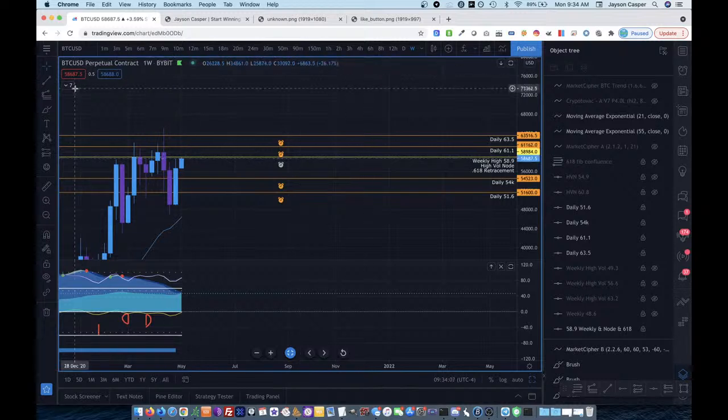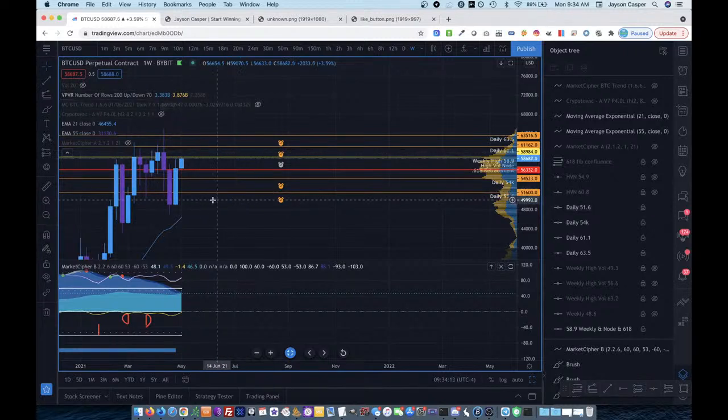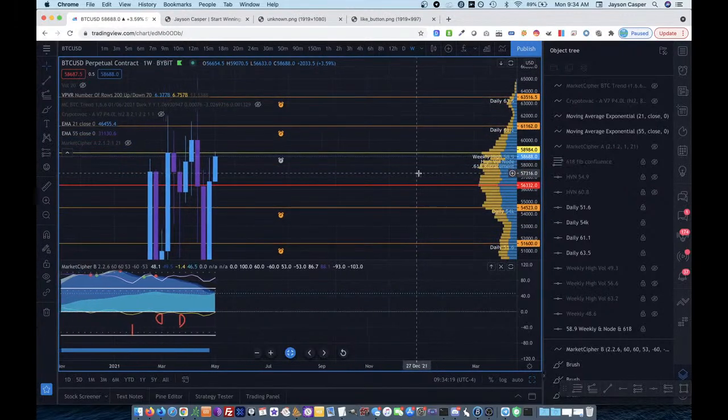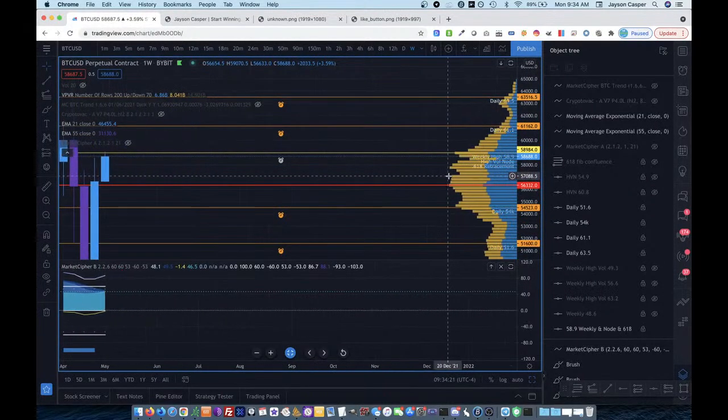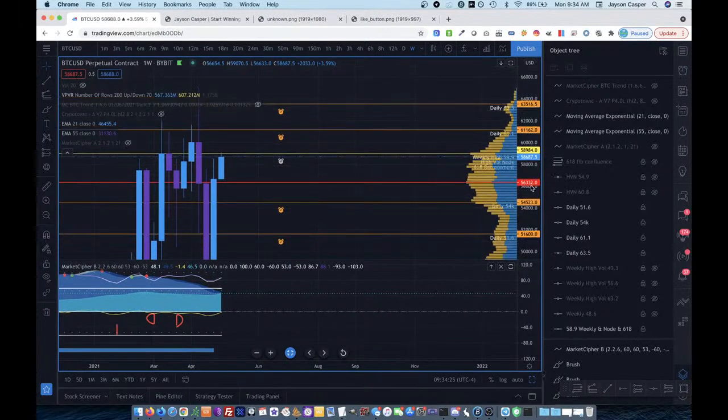But also, if we do turn on our volume indicator here, our visible range indicator, which shows us how much volume was actually traded at these levels, we can see that there is a spike in volume right here at this level as well. So it's a high volume area. It's a weekly level of support and resistance.